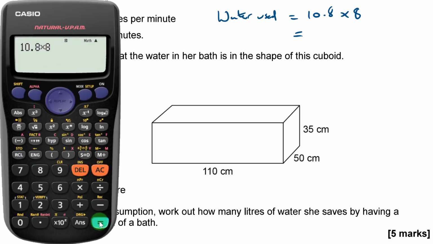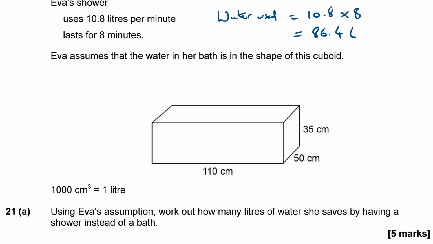10.8 times 8, according to my calculator, is 86.4 litres. Okay? Right. Now let's compare that with the amount of water she has in the bath.